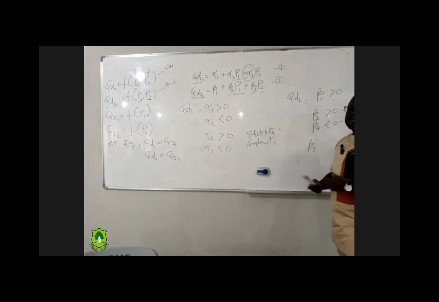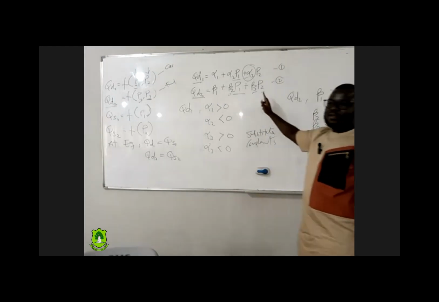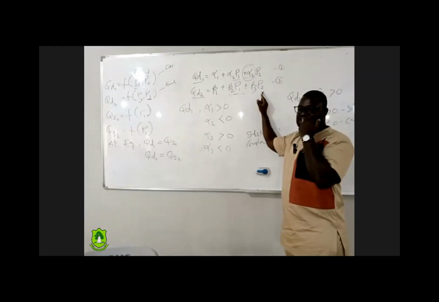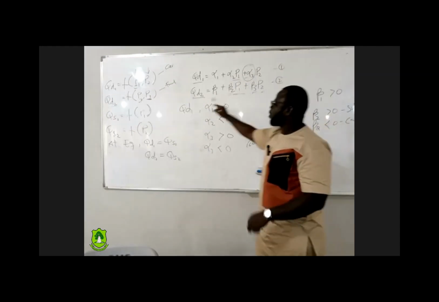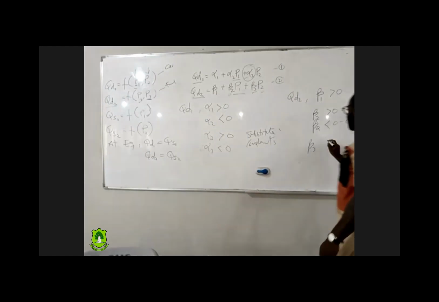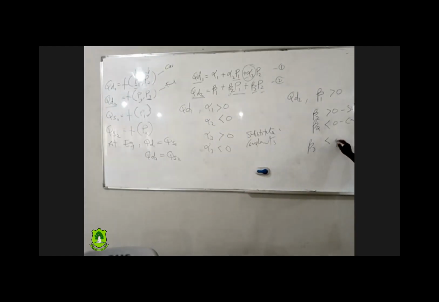It will be negative. Are you getting it? Because we are looking at an inverse relationship between what? Price and what? Demand. So this is its own price. So we expect this to be negative. Okay. Any question before we proceed?